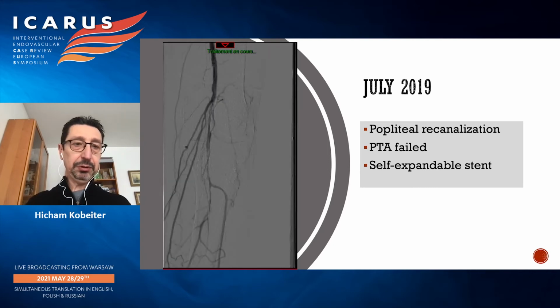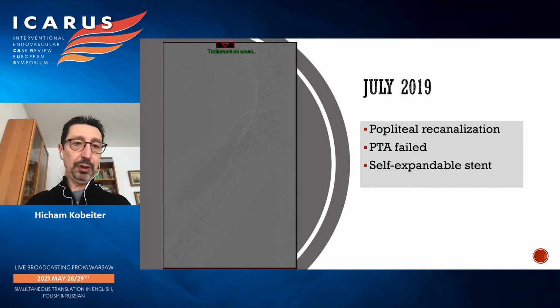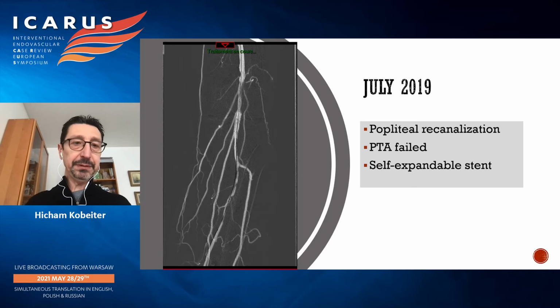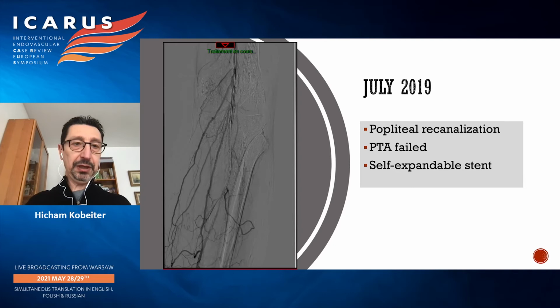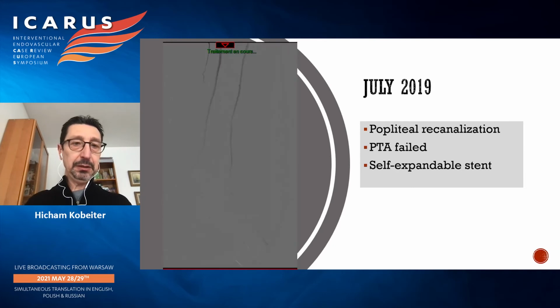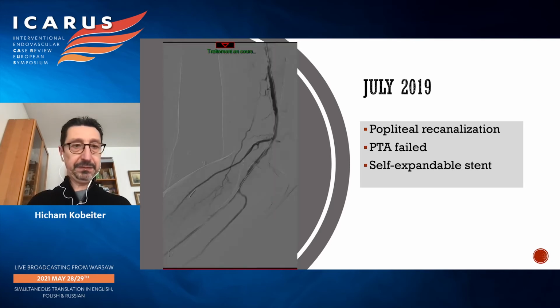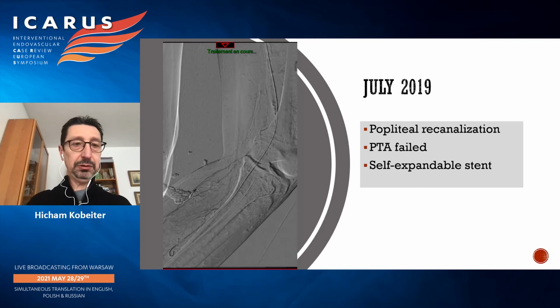We succeeded in going through with the guide wires easily, but the PTA was not efficient, and we decided to put a self-expandable stent in this area. And here is the control after the stenting. The result was okay, not very good, but just okay. And here we see the control with the knee bent.